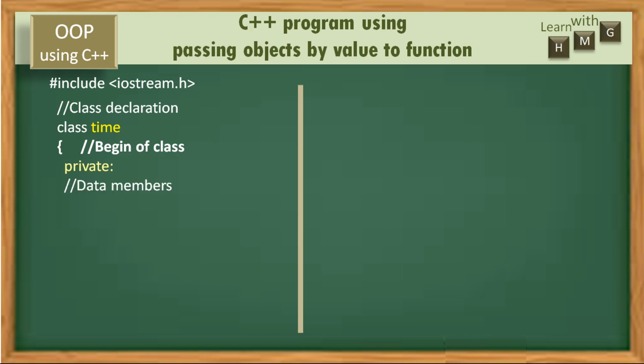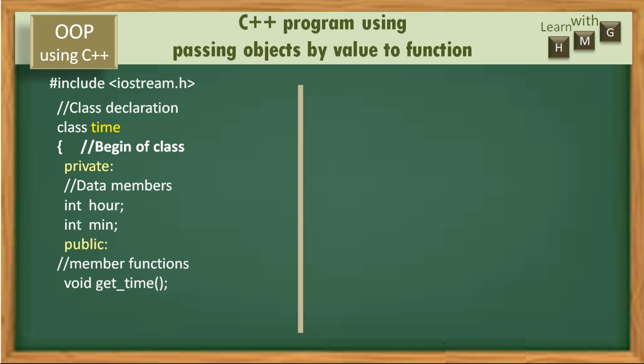In the private section, let us declare data members. 2 data members are there. One is hour and second is min, which is minute. Both are integer types. In public section, we are going to declare the member functions.